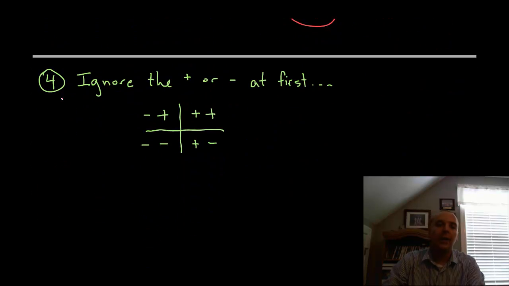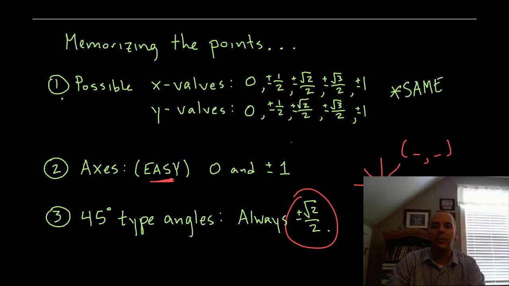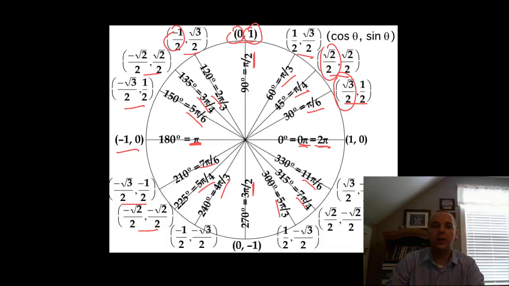Now, number 4, ignore the pluses and minuses, because if you try to straight up memorize every sign, positive and negative, along with the numerical value, it gets quite intimidating. But if you just think about what quadrant it's in, that makes things a whole lot easier. That way you just have to memorize half as many terms.